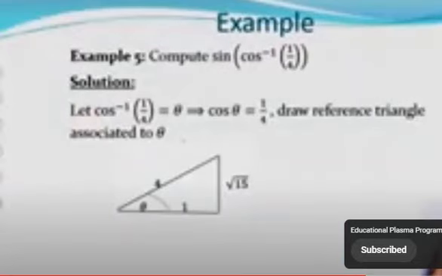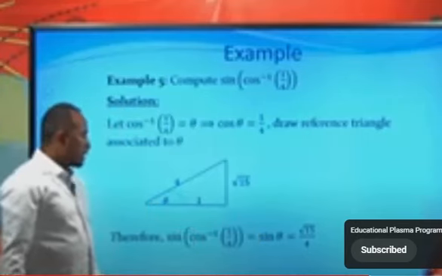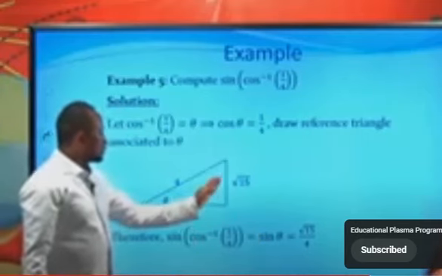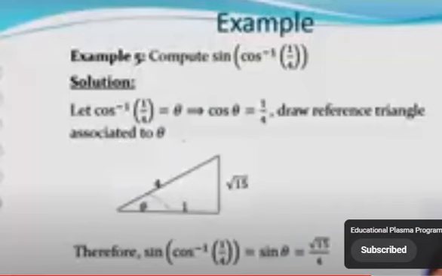So from this, cos inverse of 1 over 4 means, we assume it to be theta. Sine theta is equal to opposite over hypotenuse. So it is root 15 divided by 4. This will be the final answer.